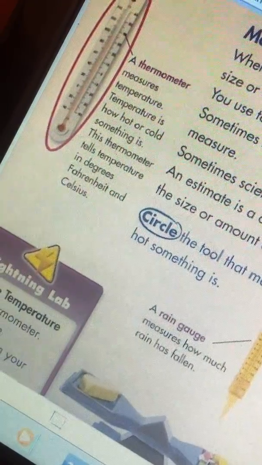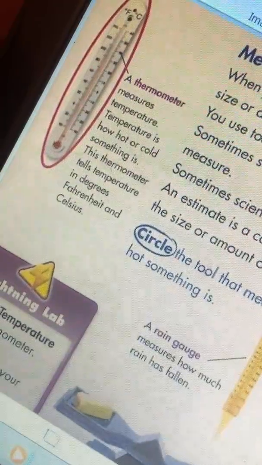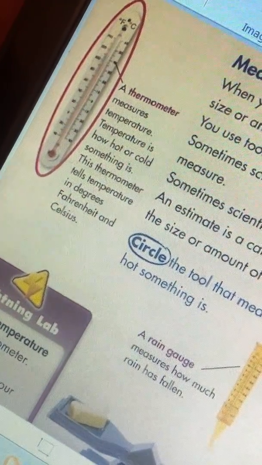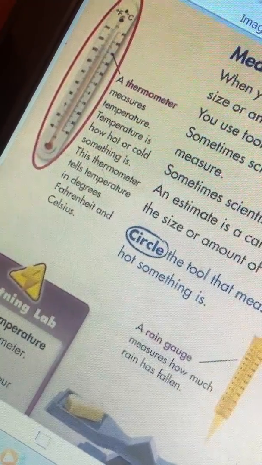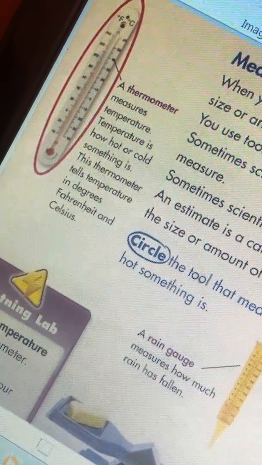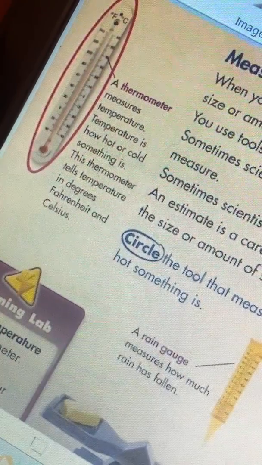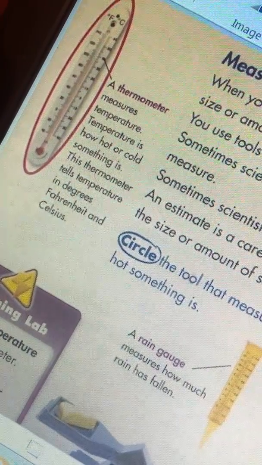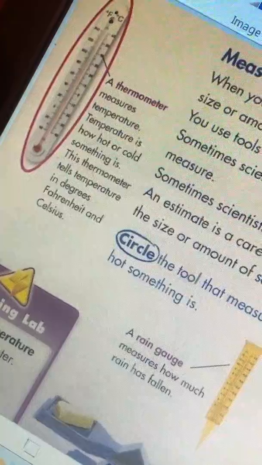So we can use a thermometer to measure the temperature, and temperature is how hot or cold something is. This is the first tool to measure something, which is a thermometer, and we use a thermometer to measure temperature.